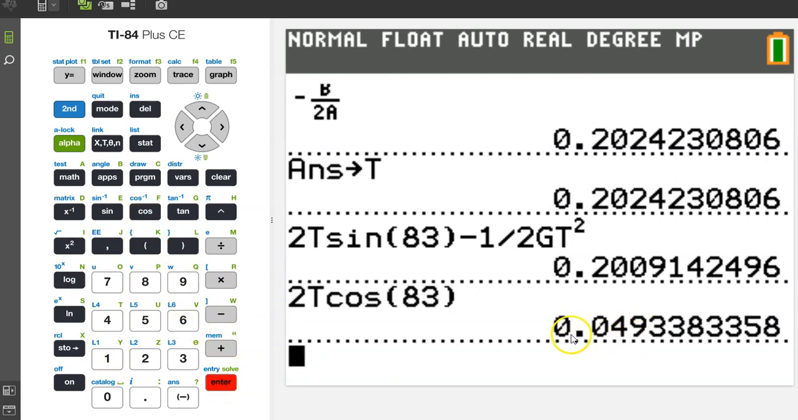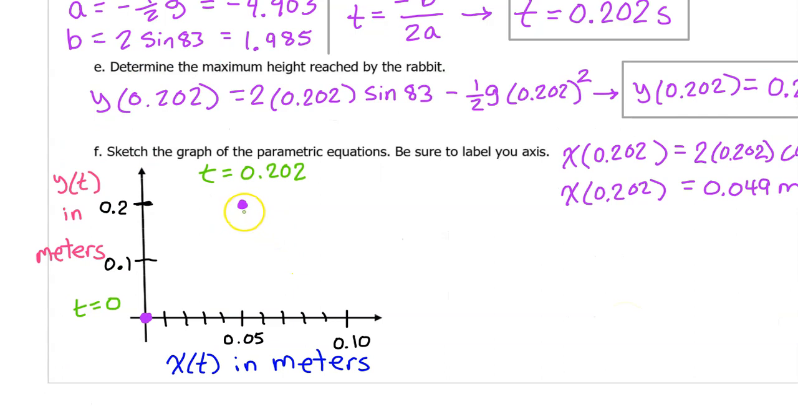Horizontal position is 0.049 meters. So here's that point on the graph. At t equals 0.202, the horizontal position is about 0.05. So it's really close to here. And that maximum height, of course, really close to 0.2.